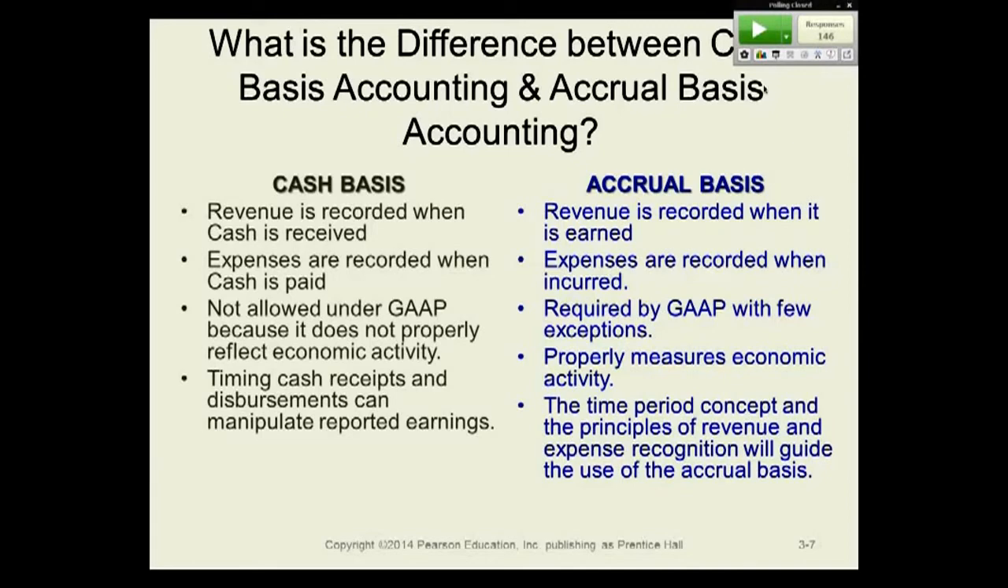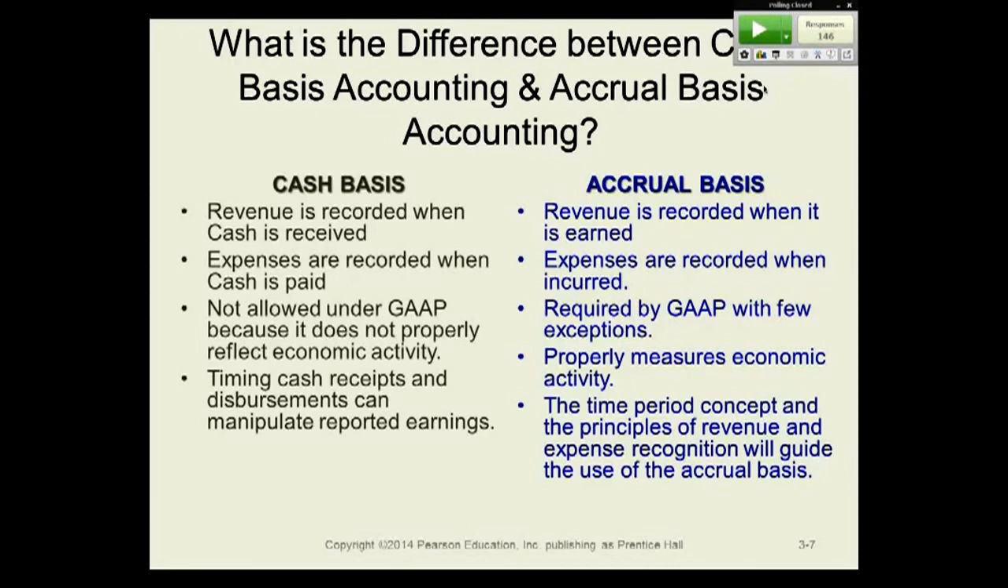So if you go to your right, recognize revenue when it's earned, recognize expenses when they're incurred. In fact, we're going to look at some principles in just a minute of revenue and expense recognition. And then, of course, GAAP requires that you use an accrual basis. There are a couple of exceptions that you'll see somewhere in practice, but for our purposes, it's the accrual basis. It will measure economic activity, and that's why we have to use it. We're going to look at three concepts in just a minute: the time period concept, the revenue recognition concept, and the expense recognition concept. And those three will be the way we guide revenue and expense recognition.